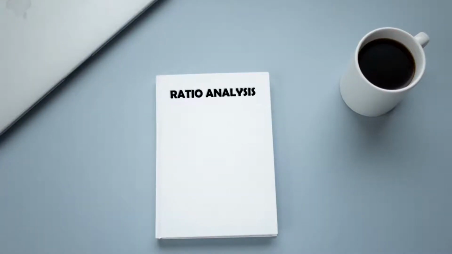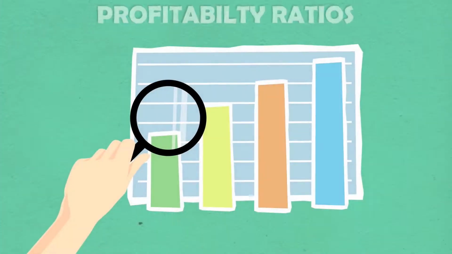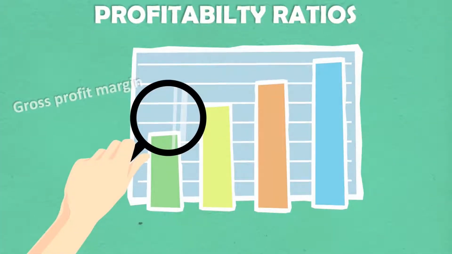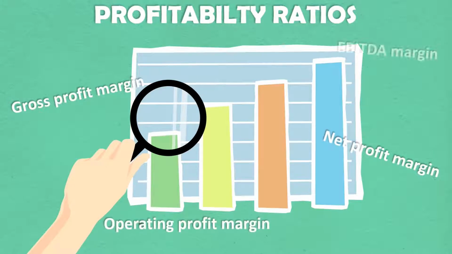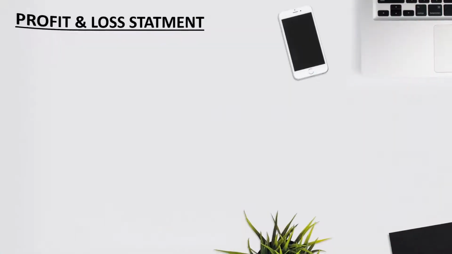To understand it better, we will separate ratios into four categories: profitability ratios, balance sheet ratios, leverage ratios, and growth ratios. Profitability ratios. These ratios tell you about the profitability margins of the company. But before we start studying these ratios, let's first have a look at a generic profit and loss statement.